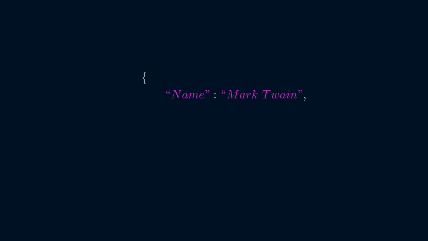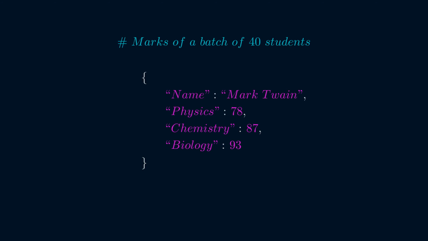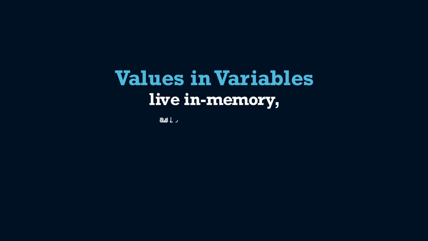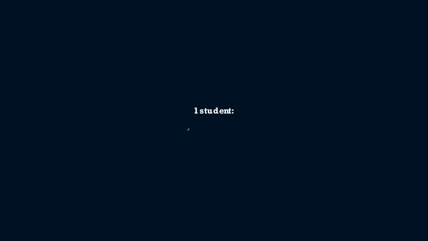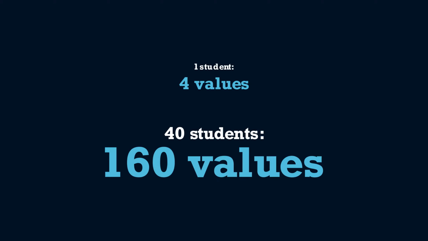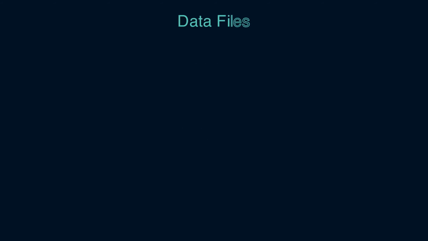Last episode, we used a dictionary to store marks of one student. For a class of 40 students, we can have a list of 40 such dictionaries. But these values live in temporary memory. Everything is lost when we stop the program. Should the teacher type in the whole data each time they run the program, even if the whole data is already available in a file?